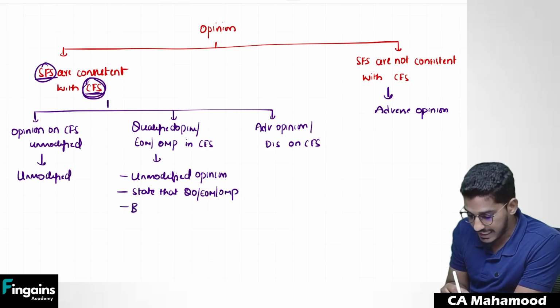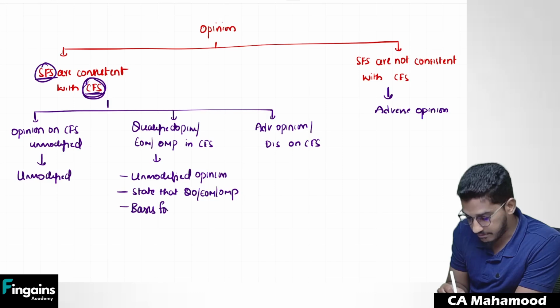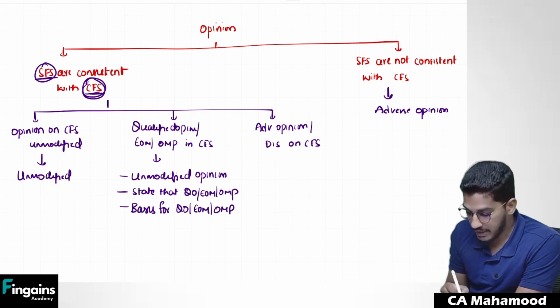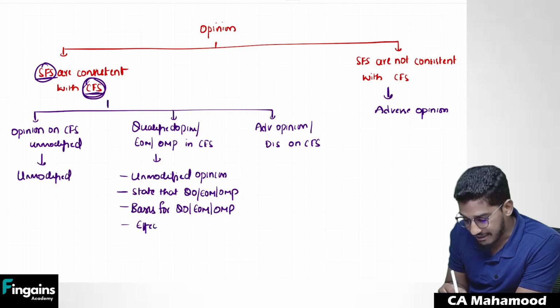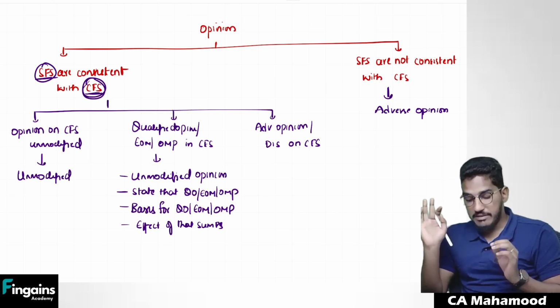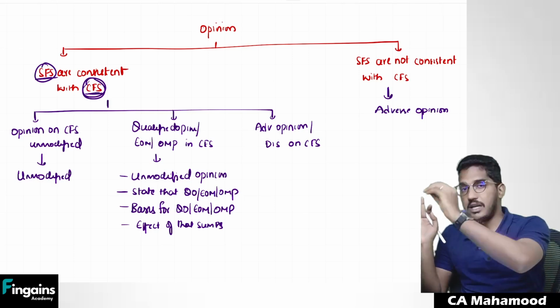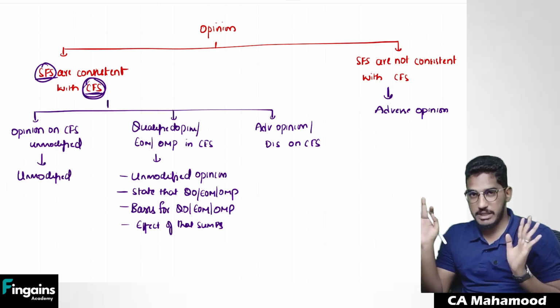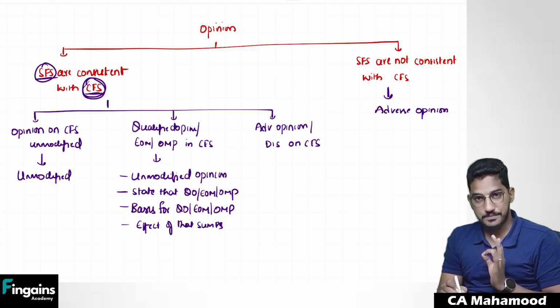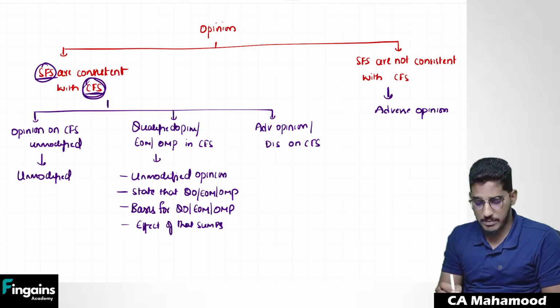Along with that, you should also explain the basis for giving that qualified opinion or including that emphasis of matter paragraph or other matter paragraph on the complete financial statements. And you also have to explain the effect of that on the summary financial statements. So there are 4 things you are supposed to do if the summary financial statements are consistent with the complete financial statements, but the opinion on the complete financial statements is either a qualified opinion or contains an emphasis of matter or other matter paragraph.